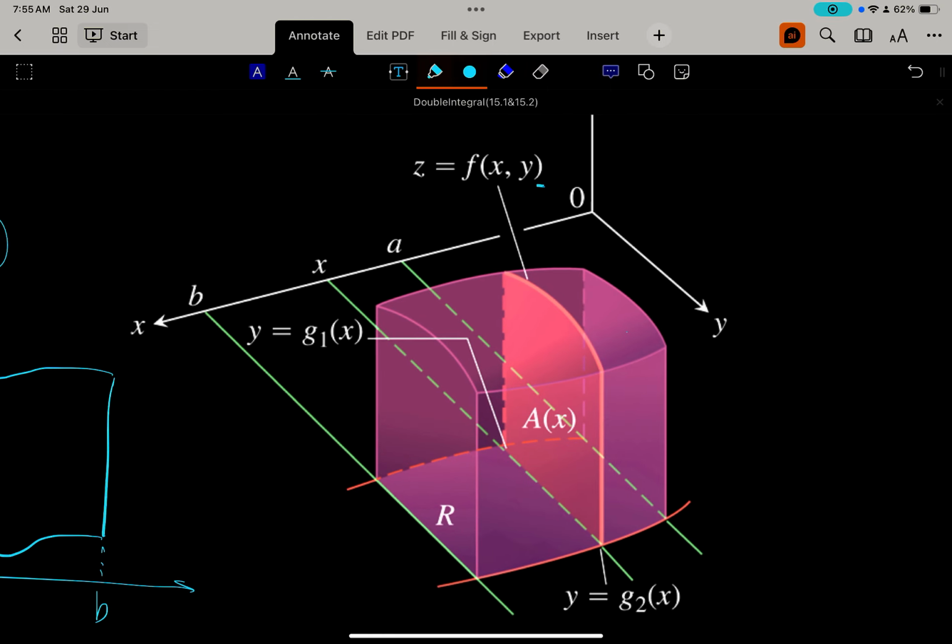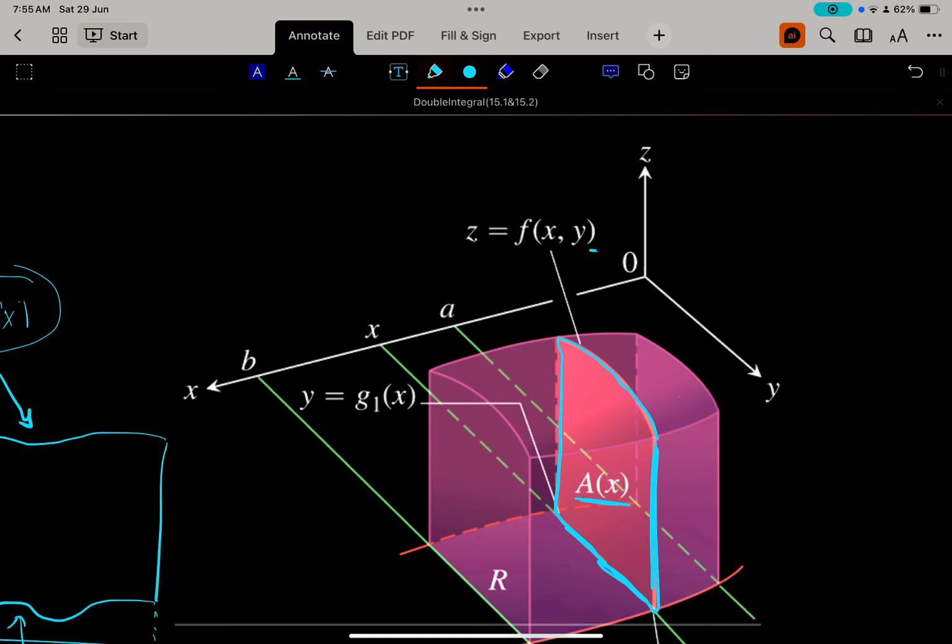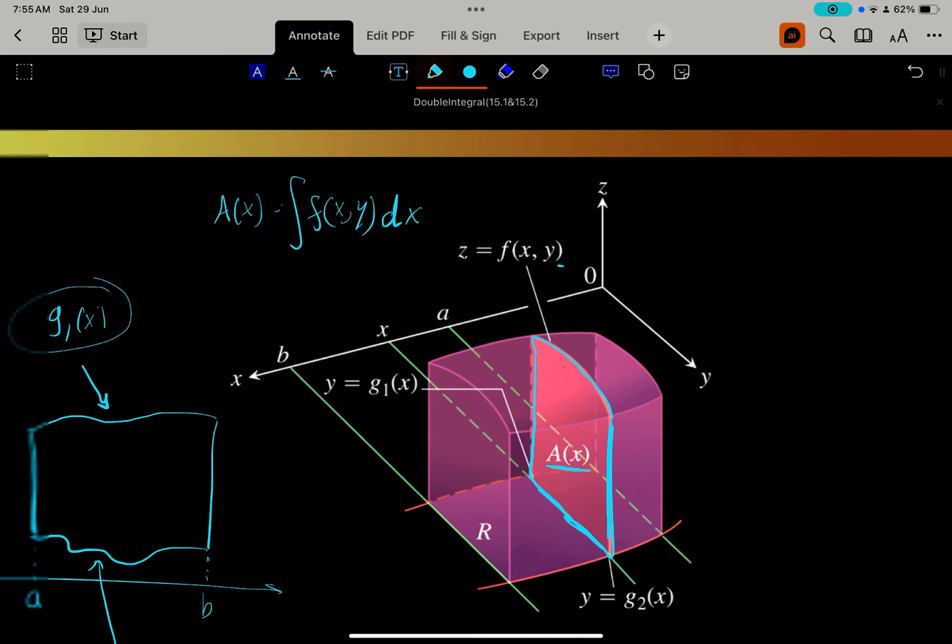Now first, as you can see here, we have an area. This is A of x, which is what we found before. We found A of x by integrating f of x, y with respect to x, and this is exactly it.